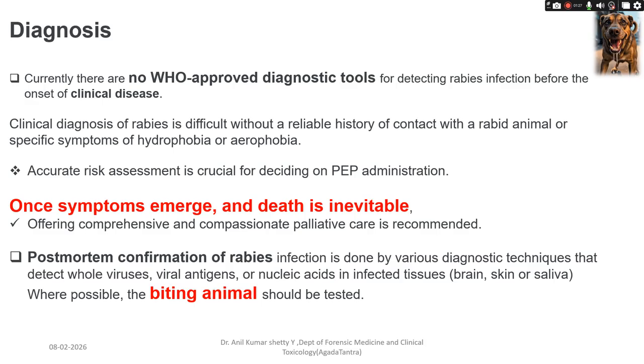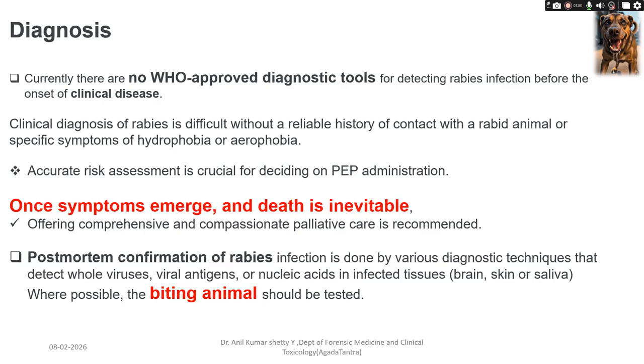Accurate risk assessment is crucial for deciding on PEP administration. Once the symptoms emerge, death is inevitable, 100% fatal, the person is going to die. So the treatment modality is offering comprehensive and compassionate palliative care.